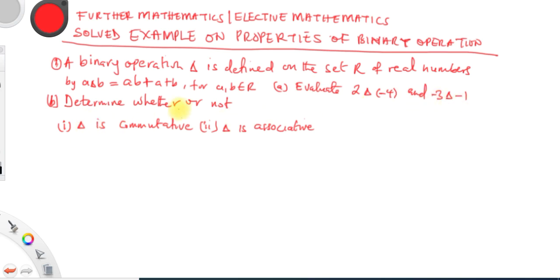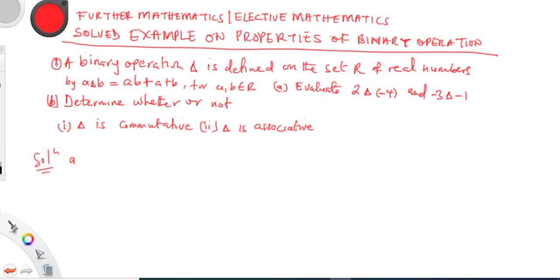Then B, we are asked to determine whether or not the operation triangle is commutative, and whether the operation triangle is associative. Okay, so let us continue. This is the solution. This is A.